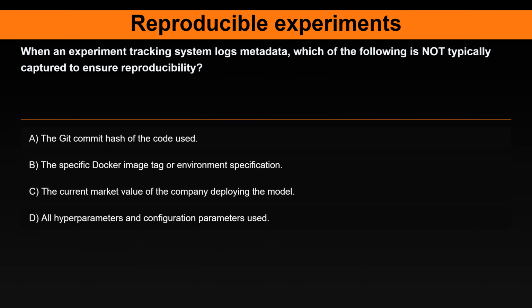Question 6. When an experiment tracking system logs metadata, which of the following is not typically captured to ensure reproducibility? Option A. The git commit hash of the code used. Option B. The specific Docker image tag or environment specification. Option C. The current market value of the company deploying the model. Option D. All hyperparameters and configuration parameters used.